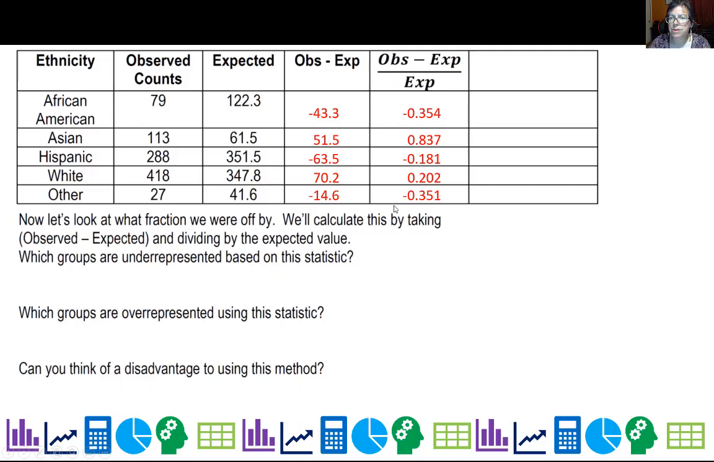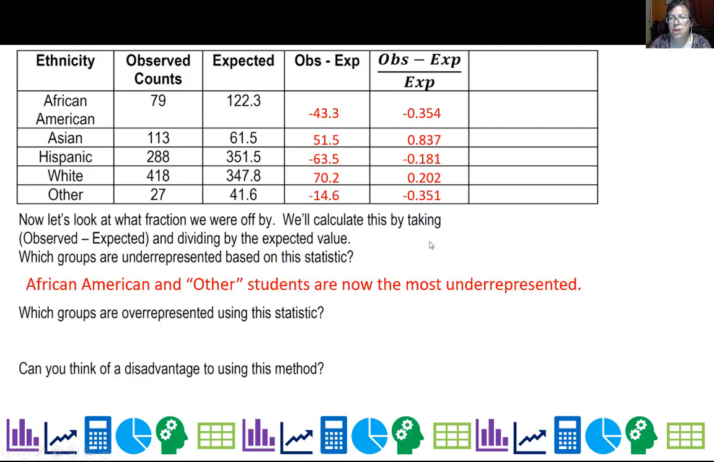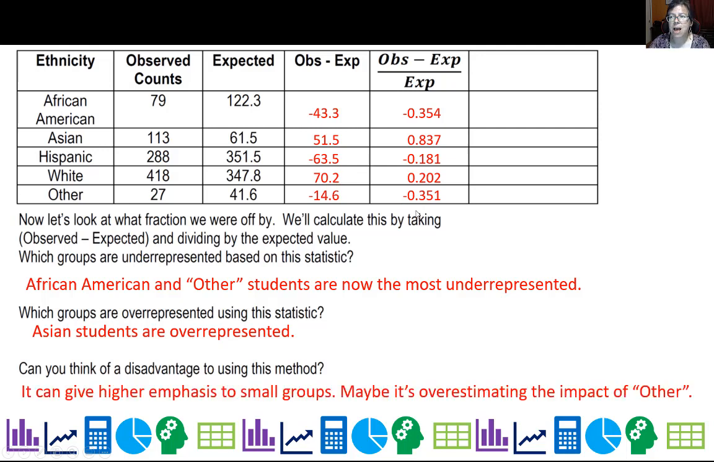The proportions here, which groups are underrepresented? You can see that African Americans are the most negative here, but it's really tied with this other group, and then Hispanics not so much. So African American and other students are now the most underrepresented based on this statistic, and the most overrepresented would be Asian students. So can you think of a disadvantage to using just this number? Well, I'm suspecting that it's overestimating the impact of other. It's giving a higher emphasis to small changes in small groups. So how can we compromise?